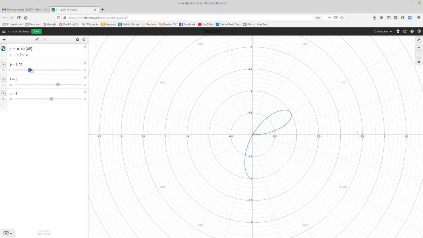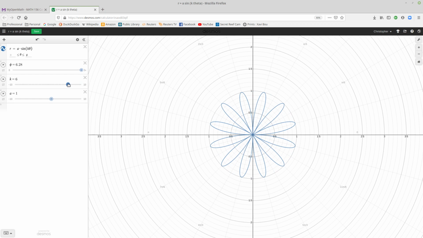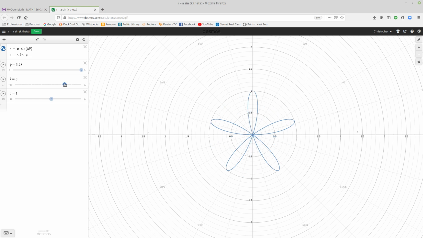So there's a difference between the even and the odd values of k on these graphs, because sometimes they retrace values, and if I increase the k, sometimes they duplicate. And so you can experiment with different values, and you can see that with the even values of k, you're going to have a number of petals equal to twice the number of k. But with the odd, the number of petals is precisely the number of k.